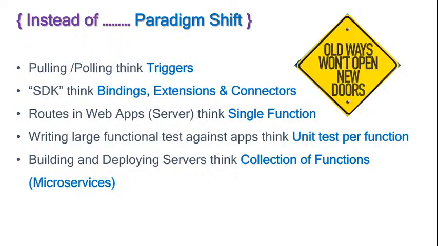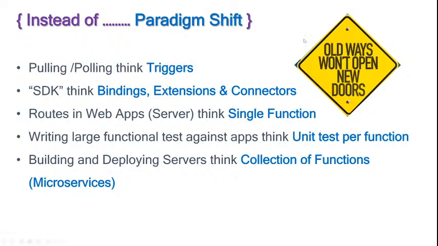Instead of thinking routes and web apps or servers, think single functions. Let your functions do the specific work. If you're running something like an e-commerce website, you can have multiple functions: one that creates a user account, one that sends payment, one that adds or modifies the cart. You can have multiple functions to do crazy things.